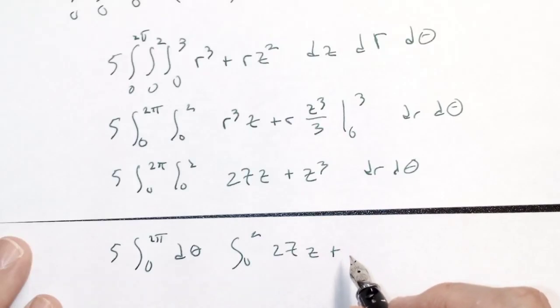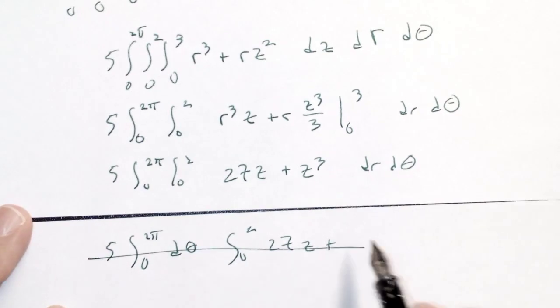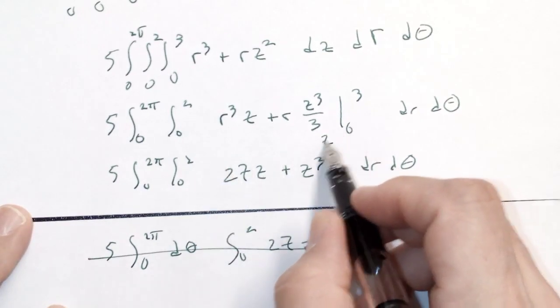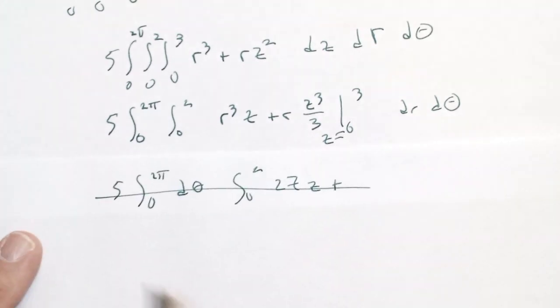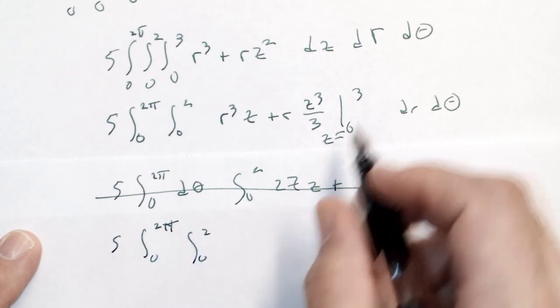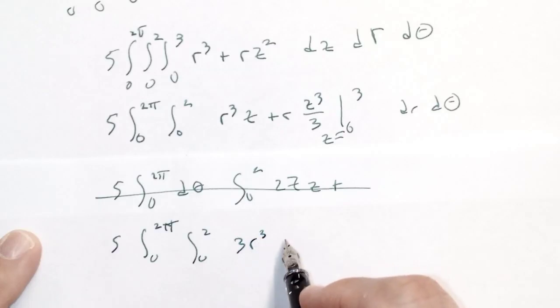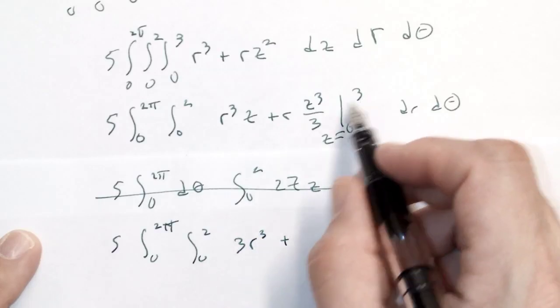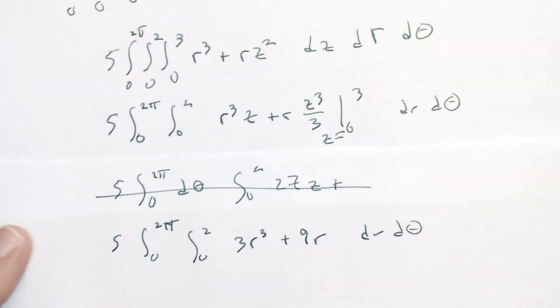Wait a minute, that's wrong. What did I do wrong? Somebody stop me. Figure out why I did it wrong. This is not right. This is z equals what? So what happens when I'm working too quick, I put it in the wrong variable. Okay, let's plug it in the right place. 5 integral 0 to 2 pi integral 0 to 2. I plug in for z. So I get 3r cubed plus 27 over 3, 9r dr d theta.